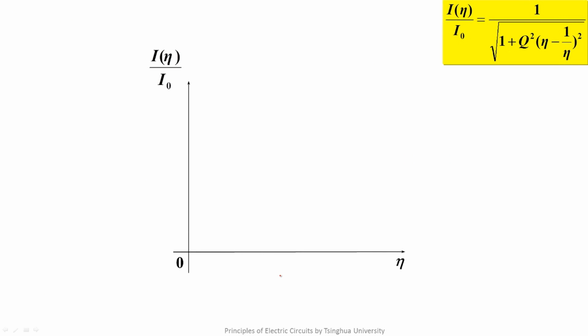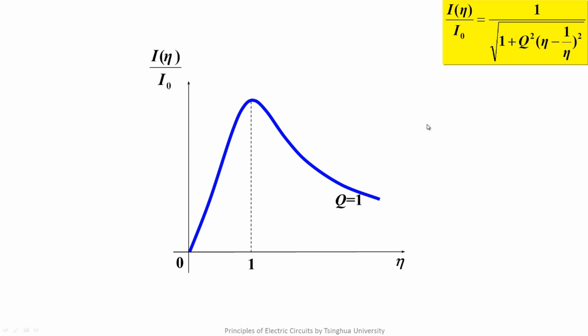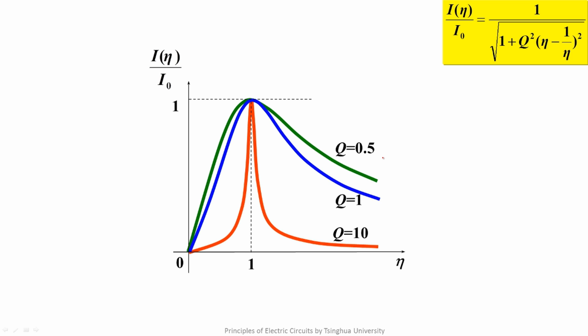What's the advantage of the normalization? You see, it's the magnitude of the current and also a function of Q. What's the difference of the magnitude of the current with different quality factors? The magnitude frequency characteristic when Q equals 1 is like this. The circuit is resonant when eta equals 1 and the maximum value is 1. When Q equals 0.5, its magnitude frequency characteristic of the current is like this, a little wider. When Q equals 10, it's like this, very narrow.